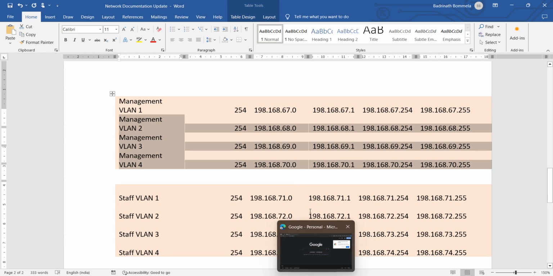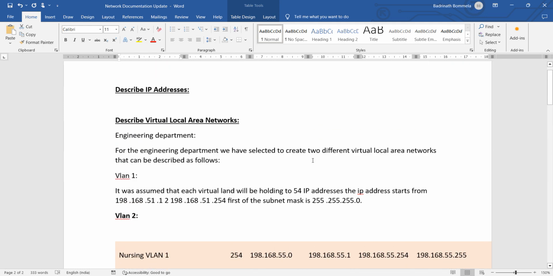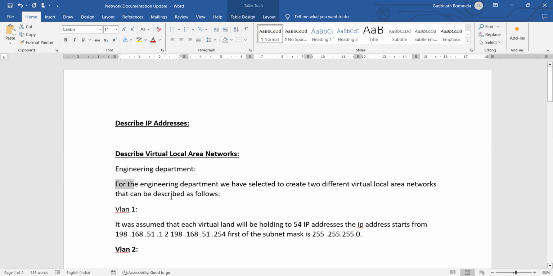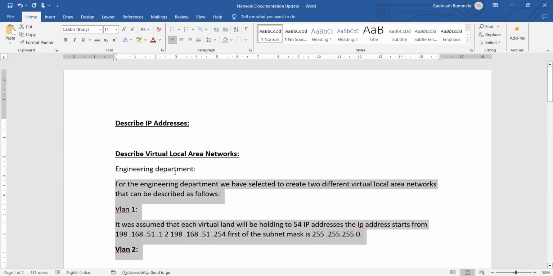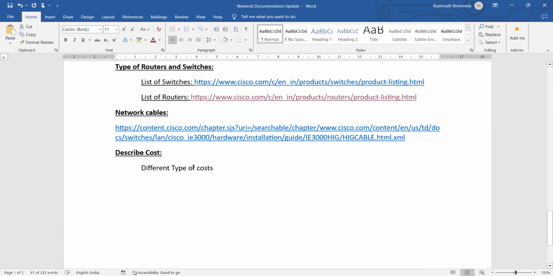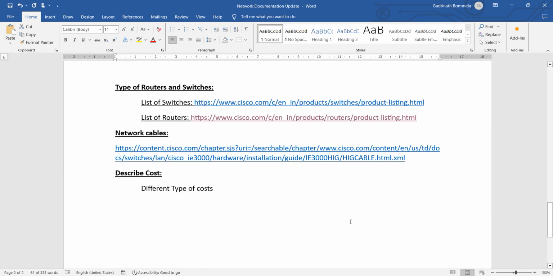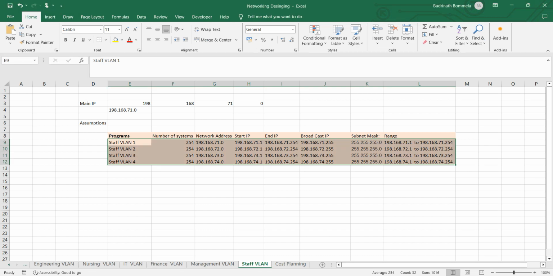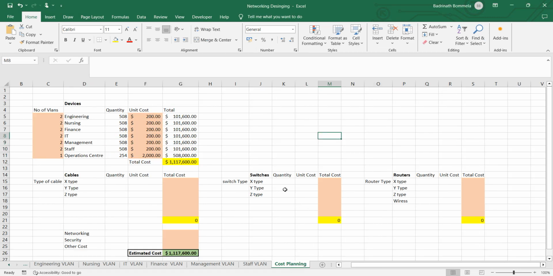So you have to do similar work. If you don't understand, just cross-check the explanation provided here. Okay, this is all about virtual local area networks. Next, go to the Excel sheet and check the cost planning element. Here you first prepare your information.